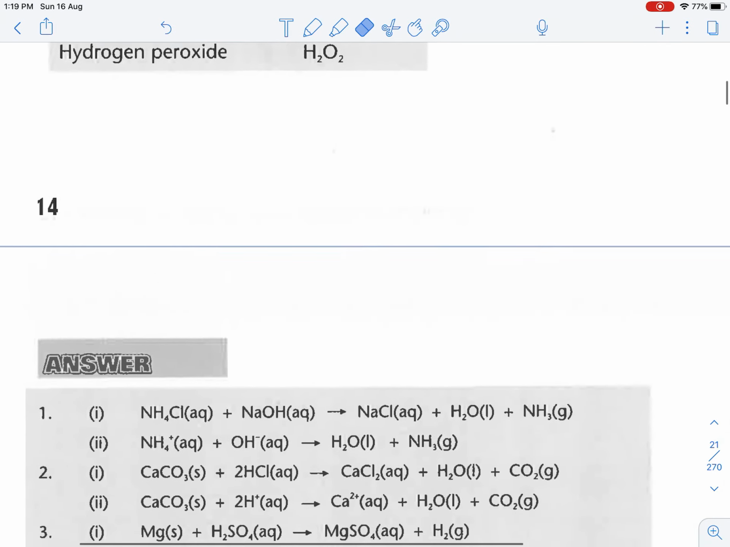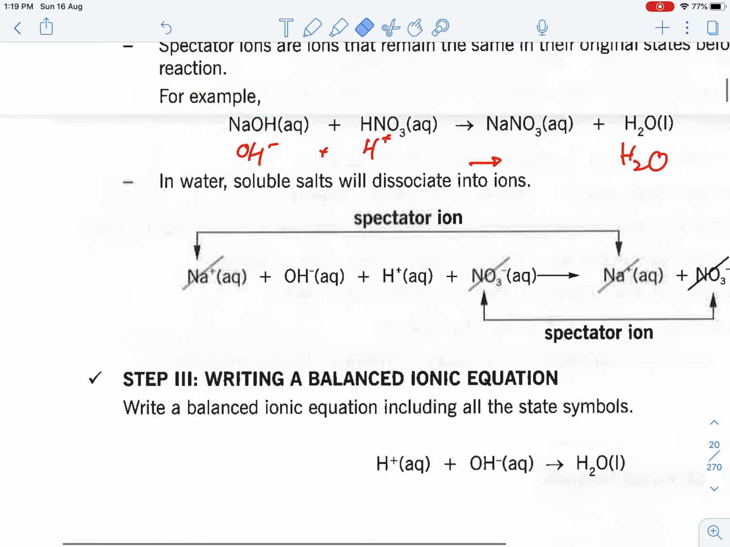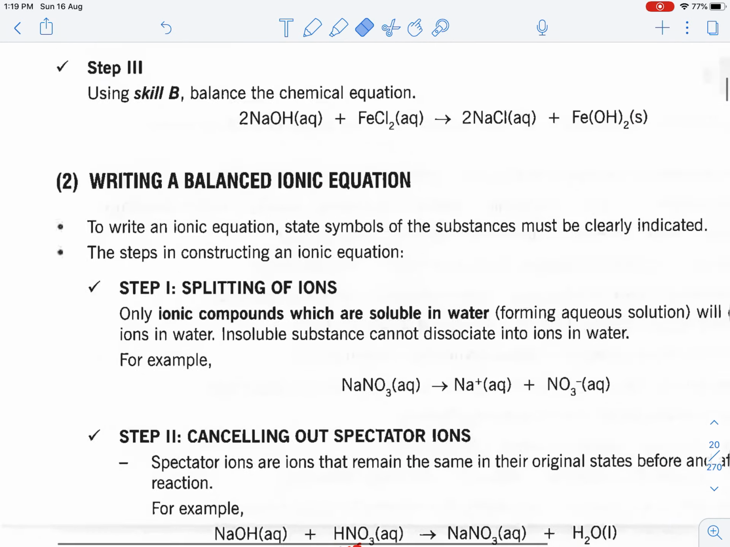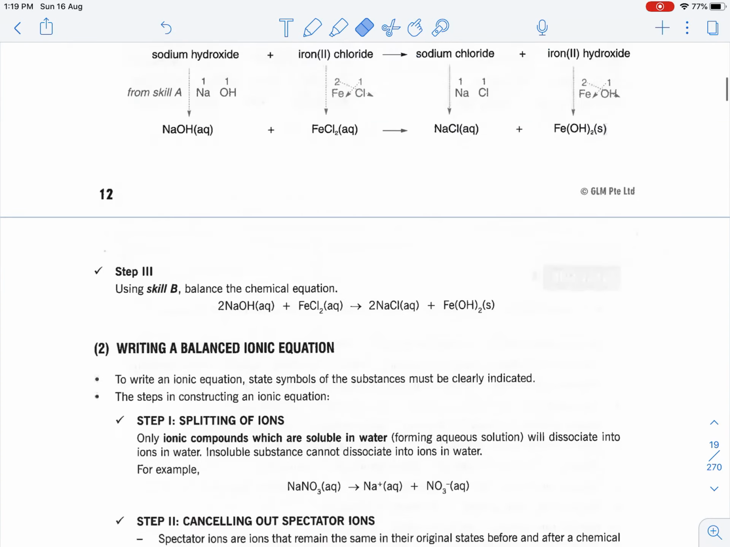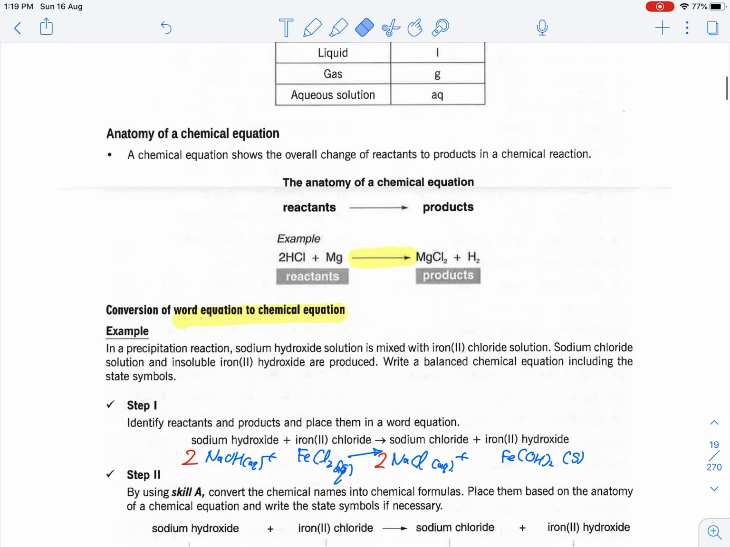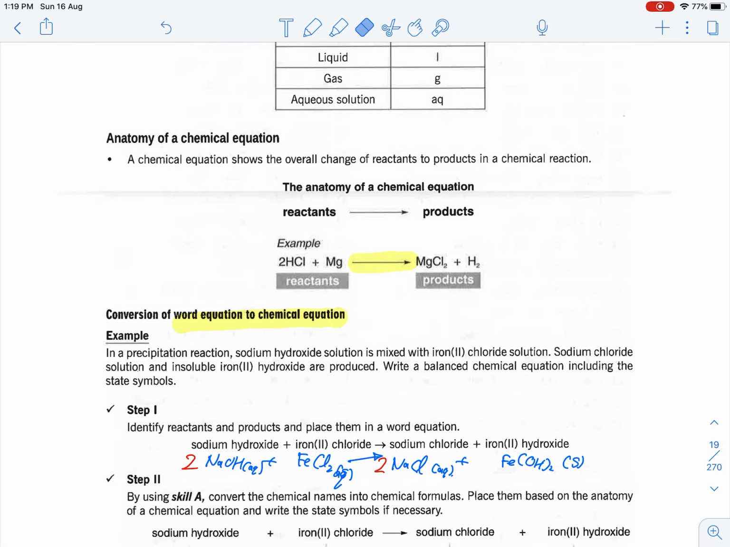And that's all for this particular portion for chemical equations. That's it? Yeah. All of this? Yes. But what is important is you need to practice. So we will do some practice.